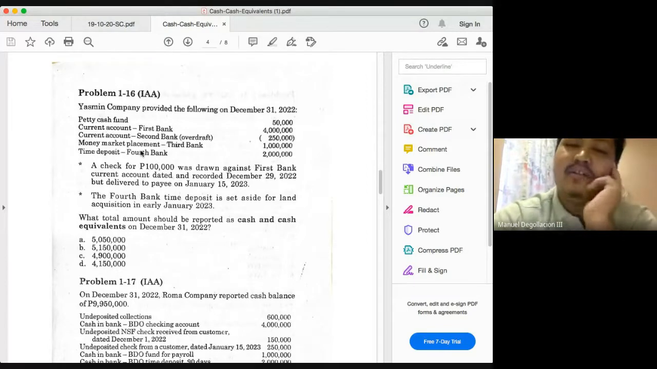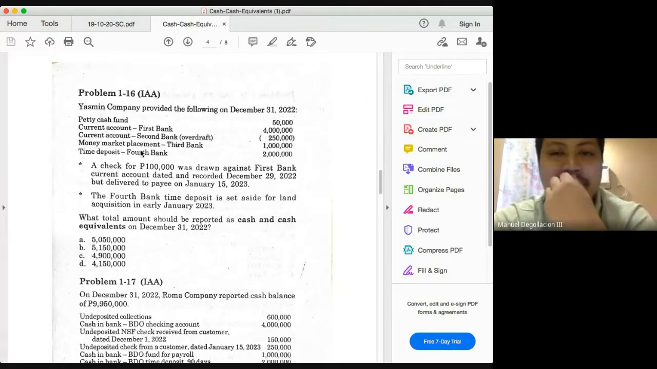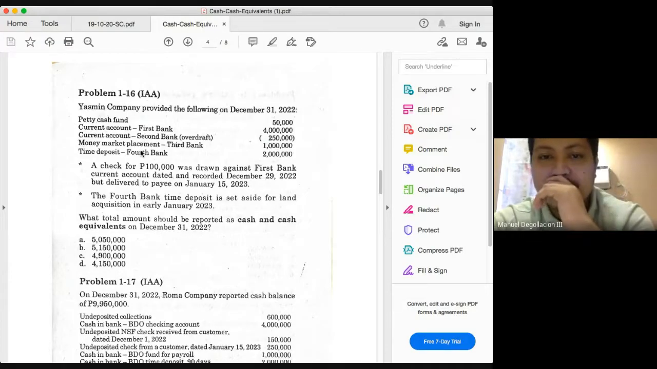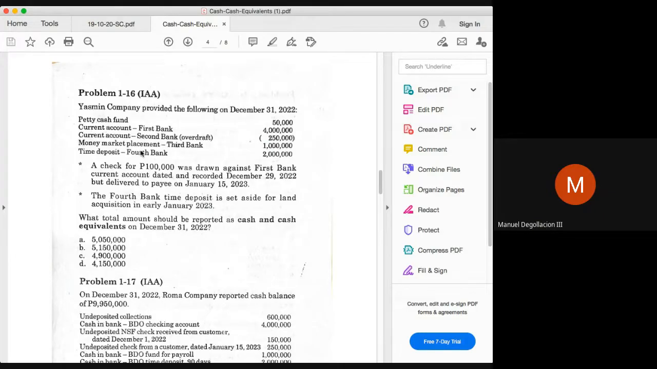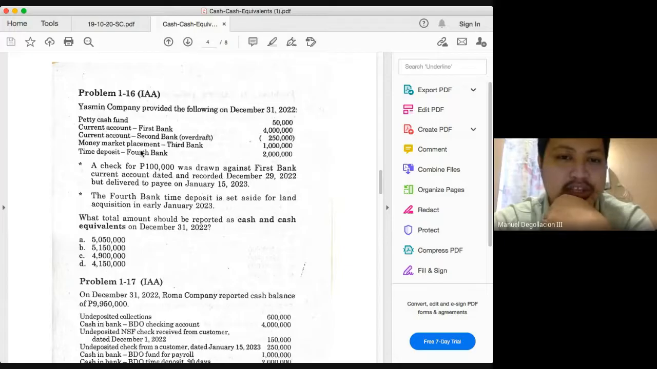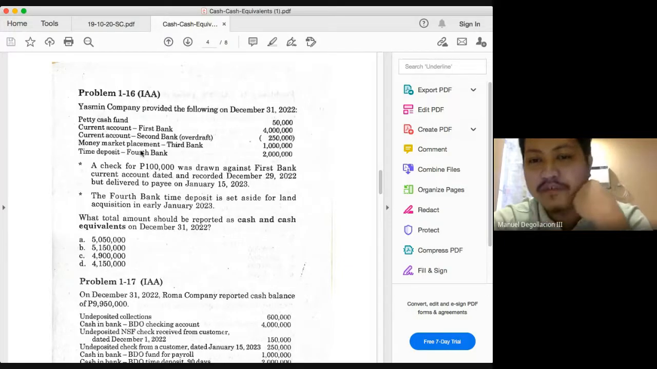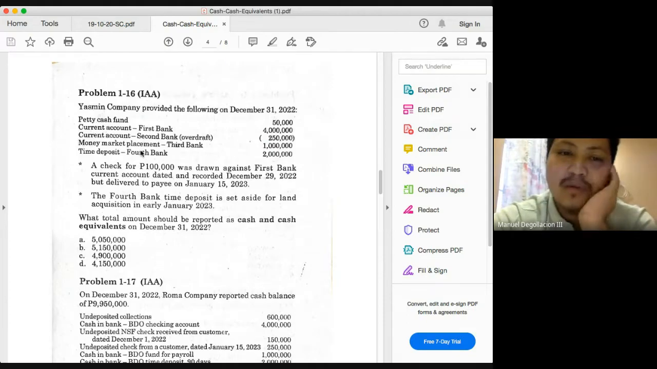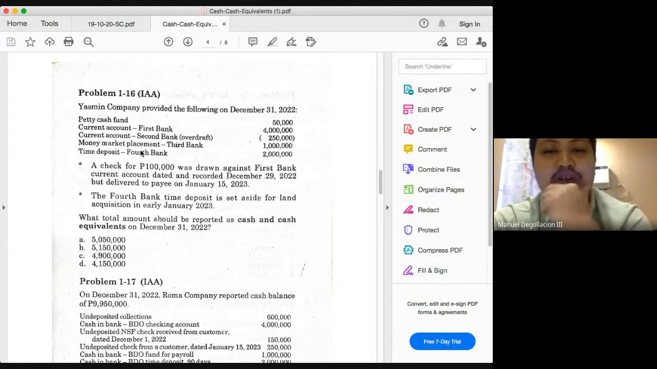A check for 100,000 was drawn against First Bank current account, dated and recorded December 29, but delivered to pay on January 15, 2023. So payment was already recorded. That means the cash in bank account was already reduced. Now the problem is the reduction to the 2022 balance. The payment only is effective on January 15, 2023. No payment could have taken place in 2022 because the check was never delivered in 2022.